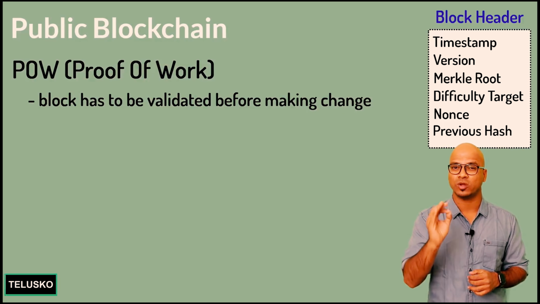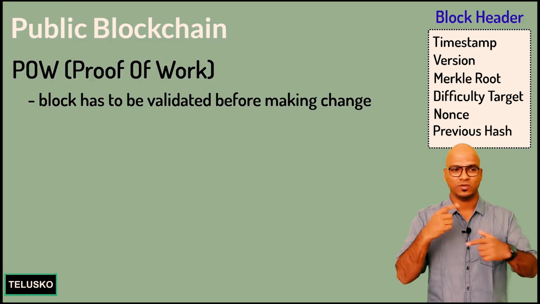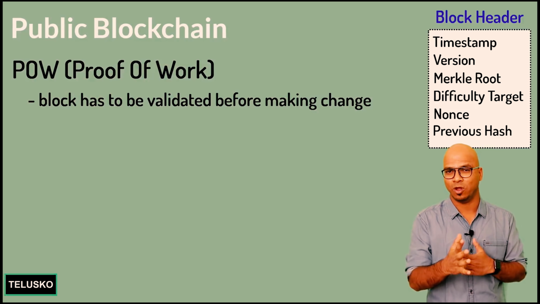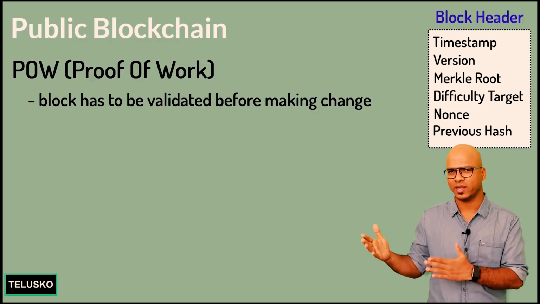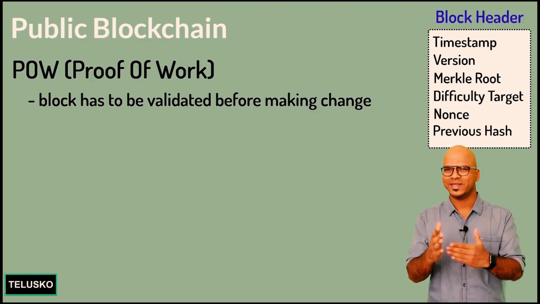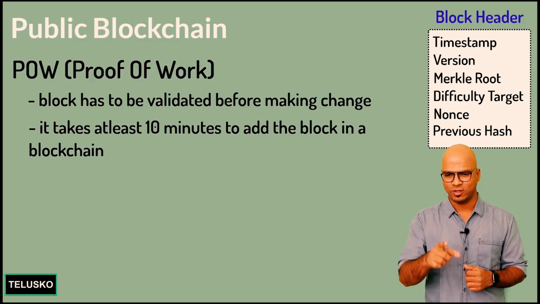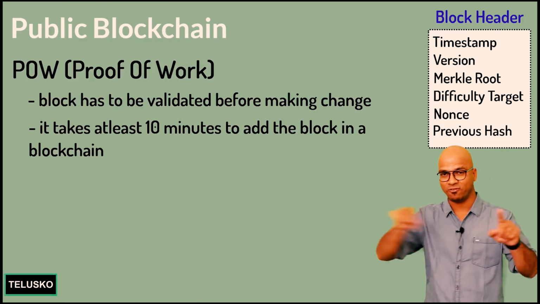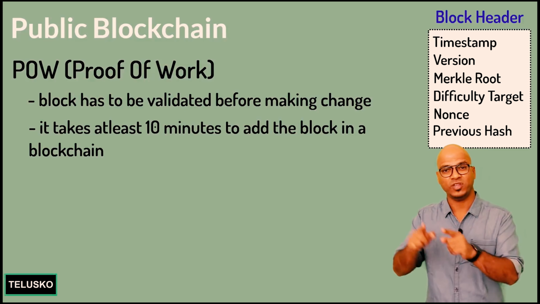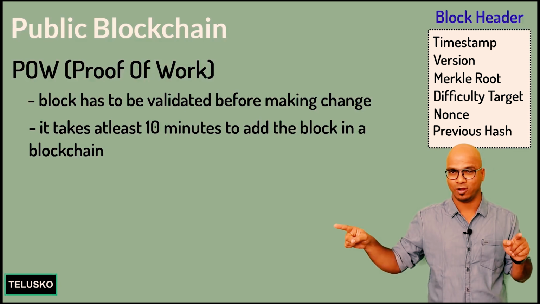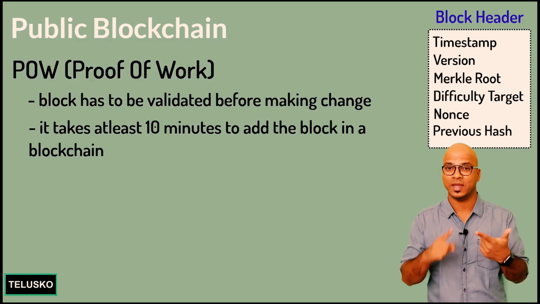So without validation, you cannot add a block. That means you have to do some processing to add a block, and that's where we have a concept of POW which says it will take at least 10 minutes for anyone to add a block in a blockchain. Now when you say even if you change one block and if you have 5 blocks, you have to wait for 50 minutes to change the entire block. Okay, that's one thing. It will take a lot of time.